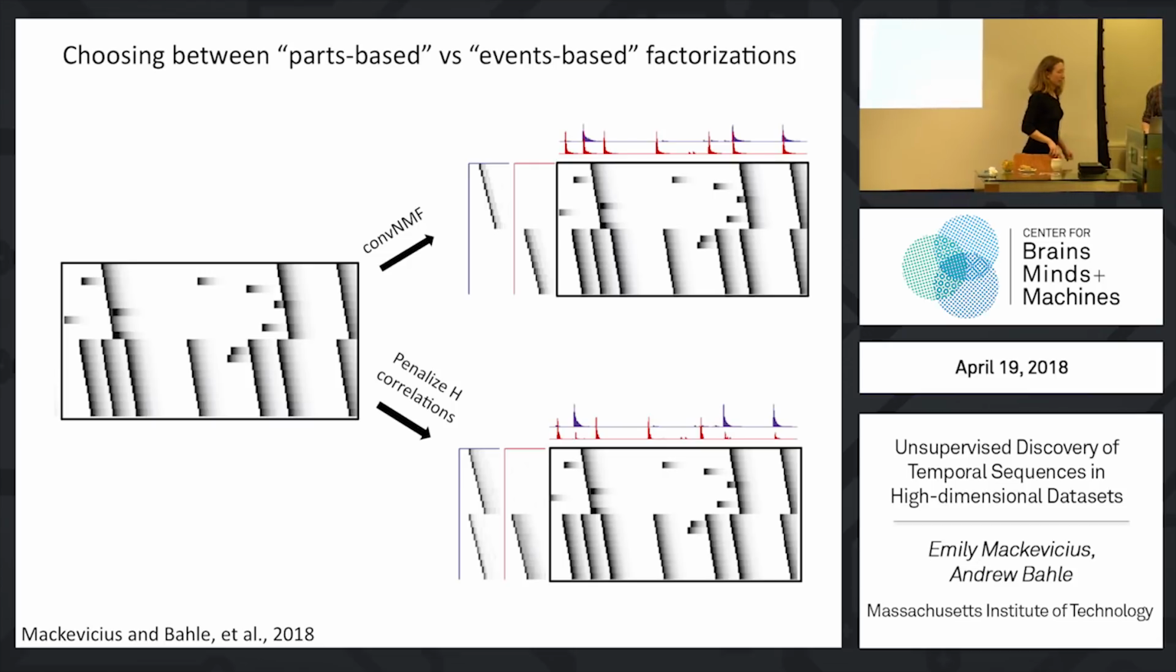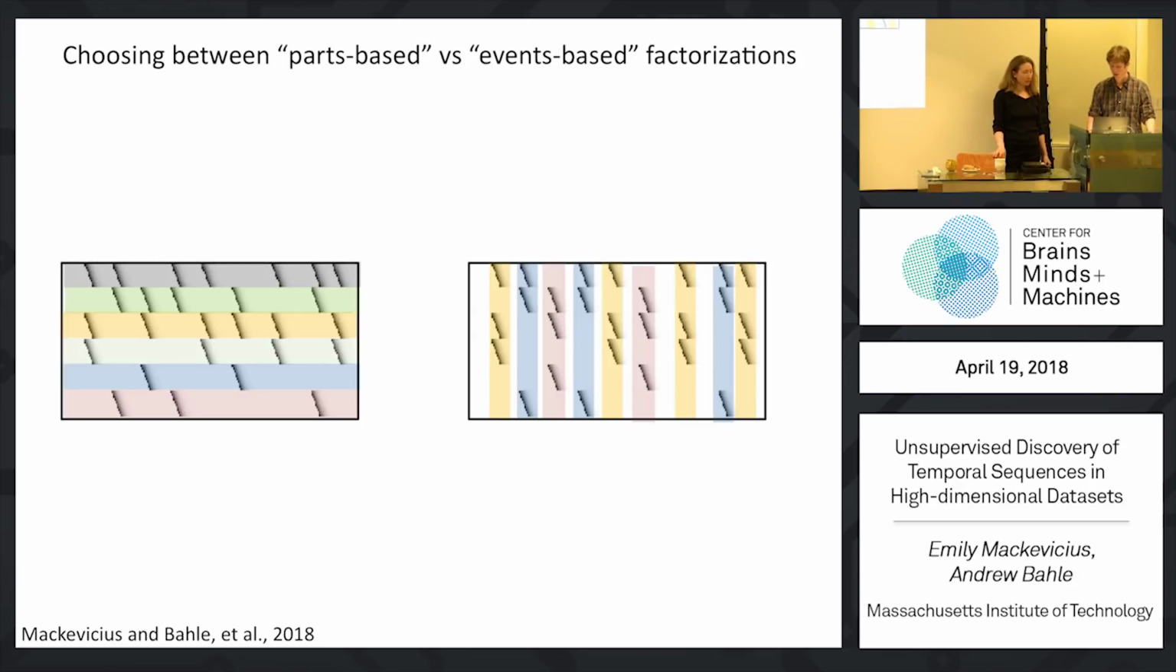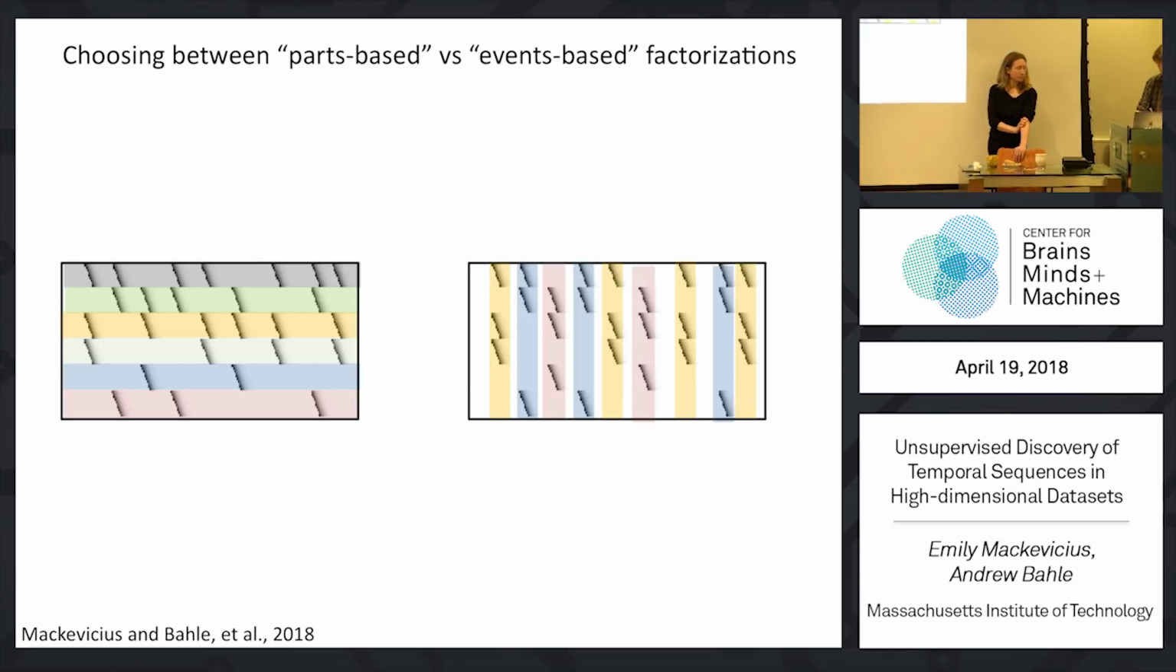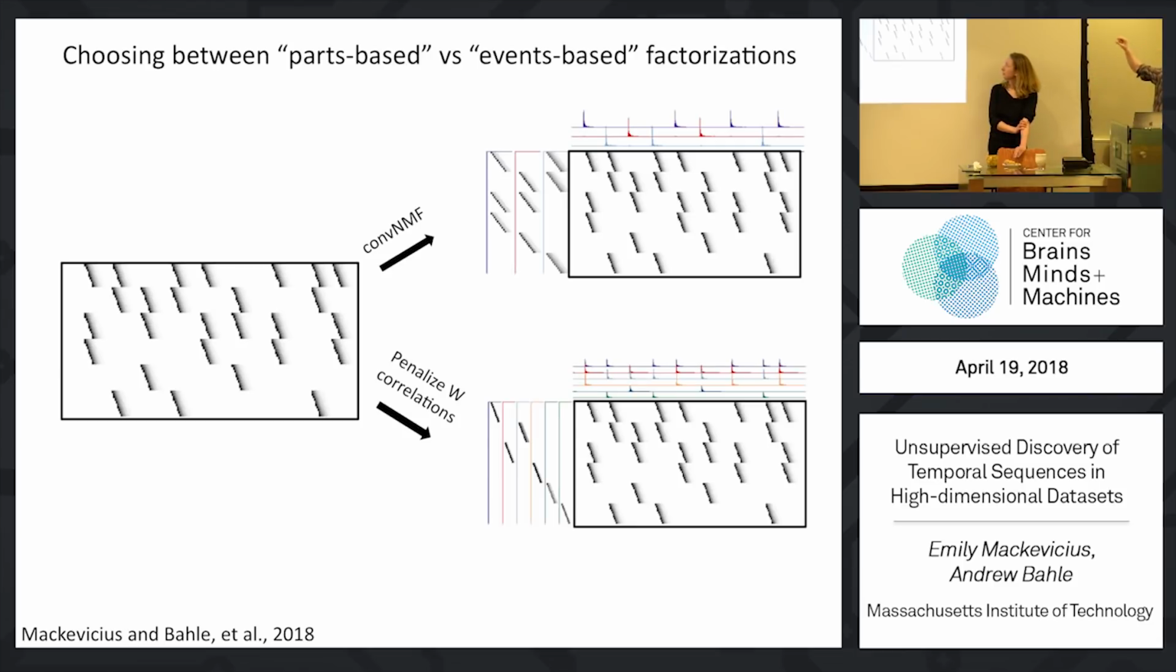Likewise, here's another data set, but here there are several more different parts-based factors. Here there are 6 different ensembles of neurons that form a sequence, but there are only 3 combinations on the right. So you can see the events-based has 3, and the parts-based has 6. And again, we can toggle between them. If you run just regular convolutional NMF with 3 factors on this, you'll get this events-based one. But if you penalize the correlations in the W, then you can get a factorization which gives you individual factors for each of these ensembles. So you can just choose whichever you want.